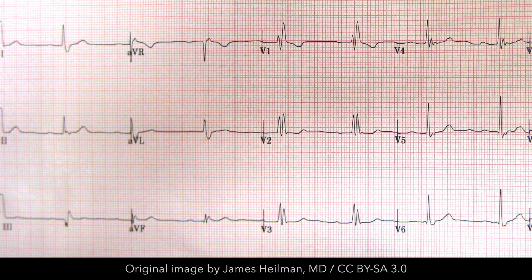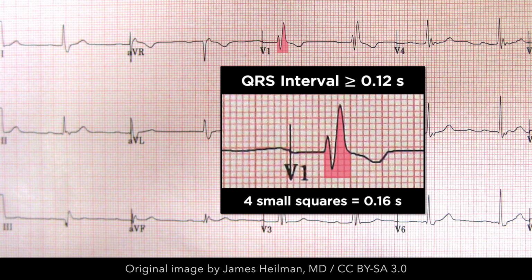The fundamental electrocardiographic finding of bundle branch block is a wide QRS complex. In adults, complete bundle branch block is present when the QRS complex is 120 milliseconds or greater in duration. On an ECG with a standard paper speed of 25 mm per second, this translates to a QRS complex that is 3 small squares or wider.